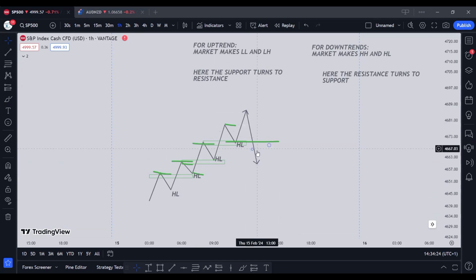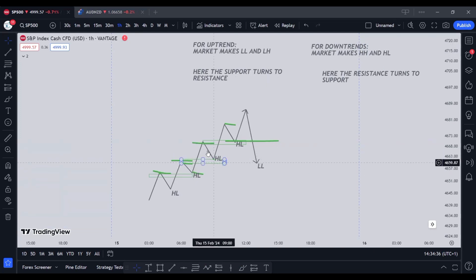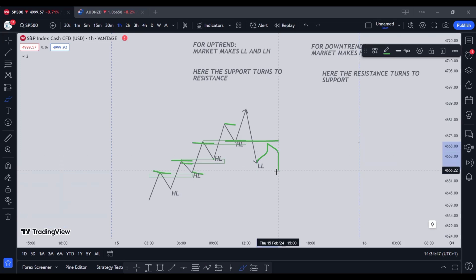If the market puts a lower low, this low is lower than this, right? Then that's our first clue that we're thinking of a downtrend. The second one is where this low, this support, turns to resistance. I hope that is clear.